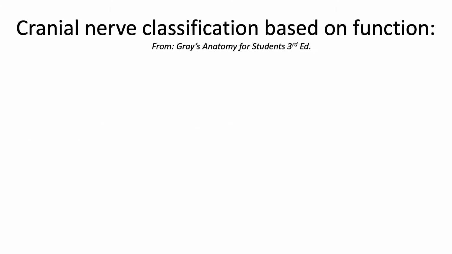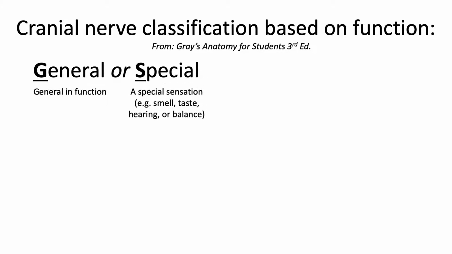Cranial nerve classification based on function, from the teachings found in Gray's Anatomy for Students 3rd edition. If you think about a cranial nerve, it can be classified as general, meaning that it has a general function, or special, meaning that it conveys a special sensation like smell, taste, hearing, or balance.